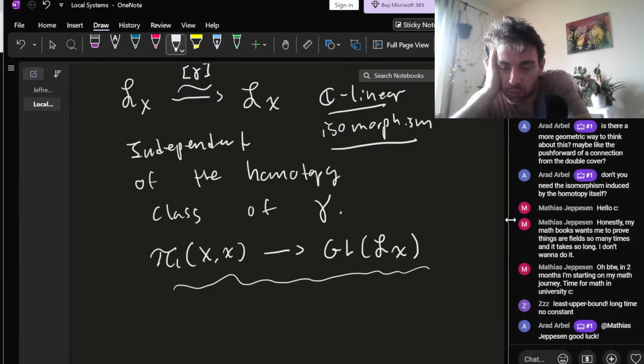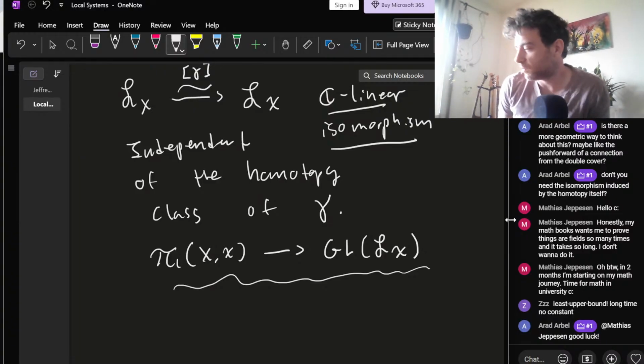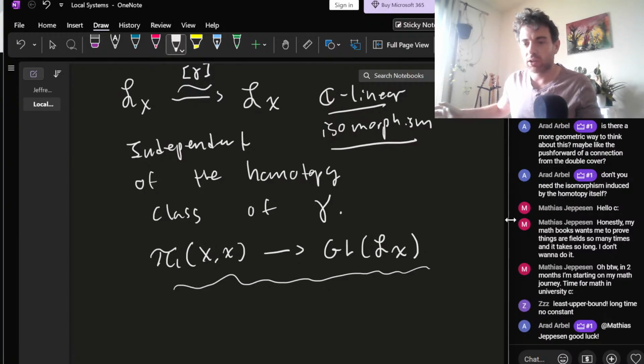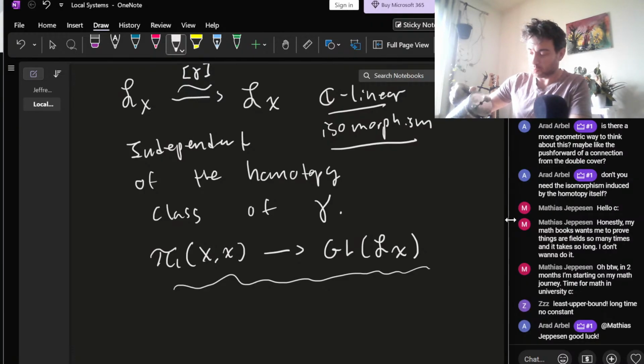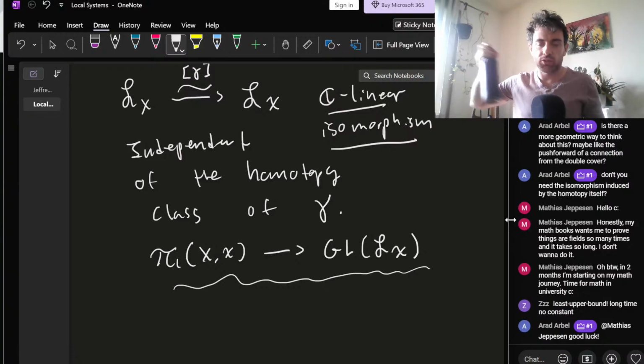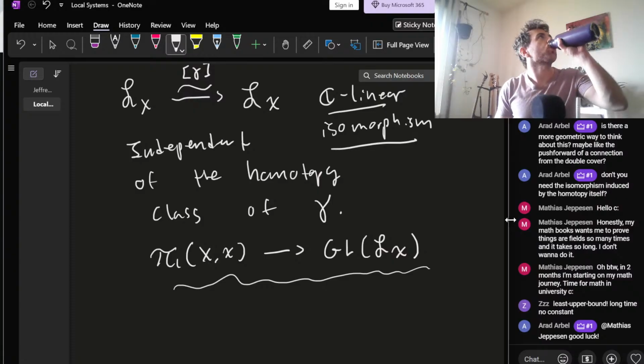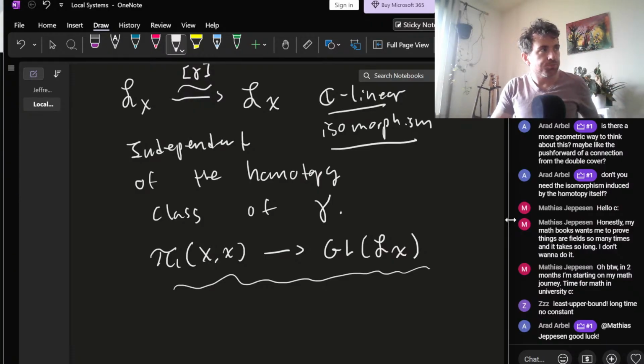Your math book wants you to prove things are fields so many times and it takes so long you don't want to do it. Huh. Well, what book are you reading? Proving something's a field from the axioms probably takes a little while, but there are some theorems you're using, right? Little bags of tricks that you're picking up on, so remember to keep those in mind, right?